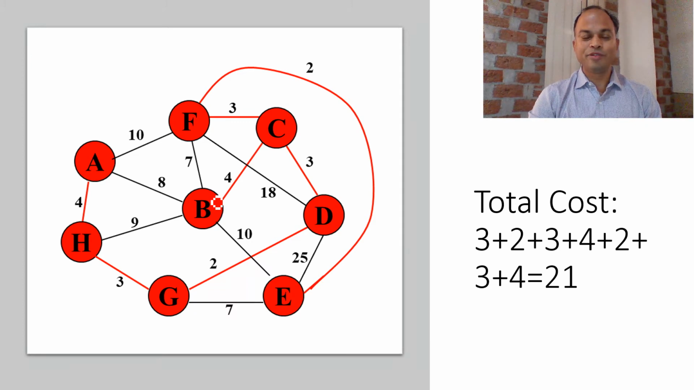And now if we observe, all the vertices have been covered and our total cost is 21. I mean, whatever the red edges, these edges we have included. If we count the sum of the red colored edges, then this value is 21. The cost of this spanning tree is 21.